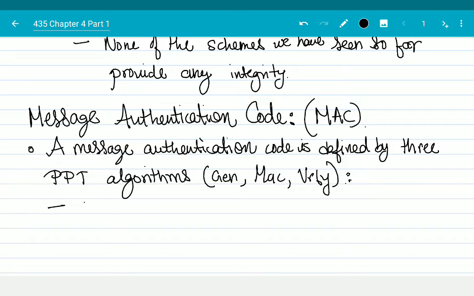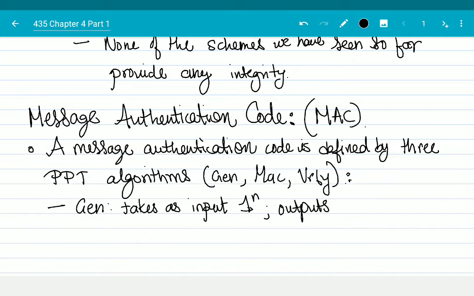Okay. What does generator do? It has the same role as before. Takes an input n and outputs a key. Takes as input 1 to the n, outputs k.